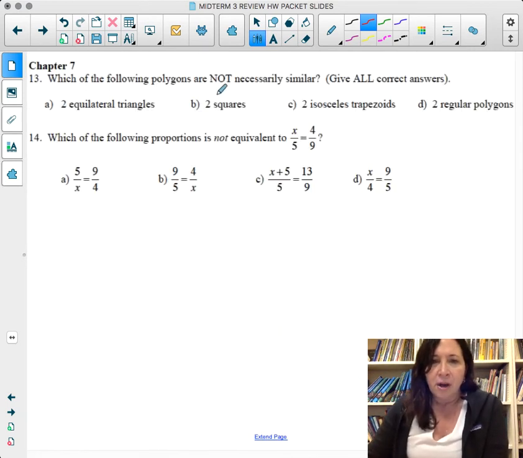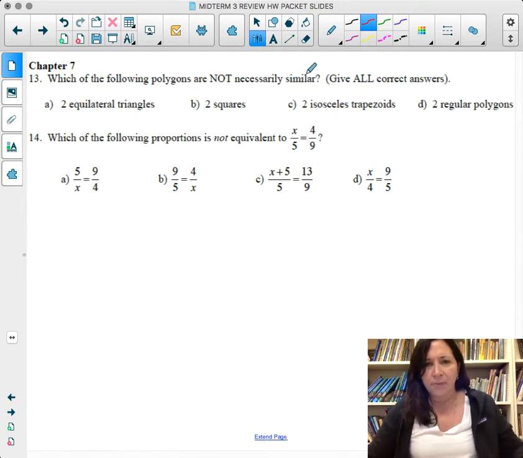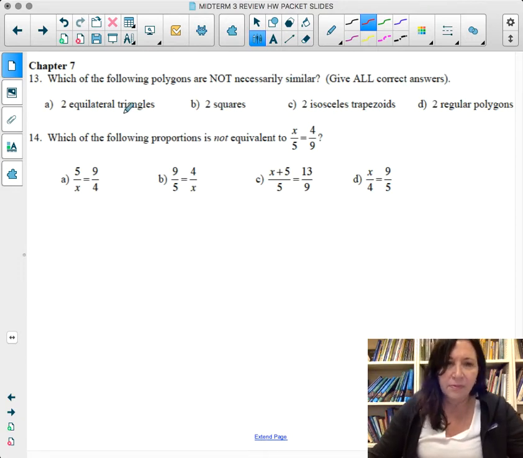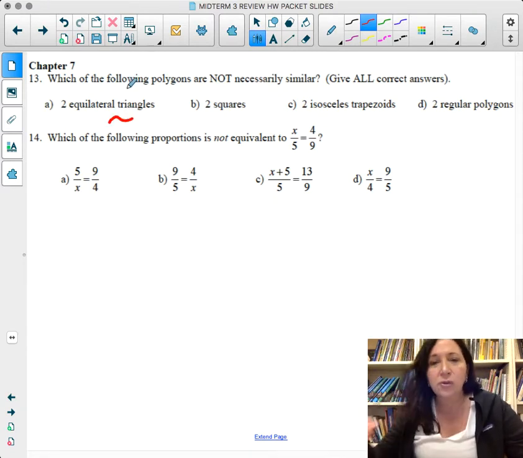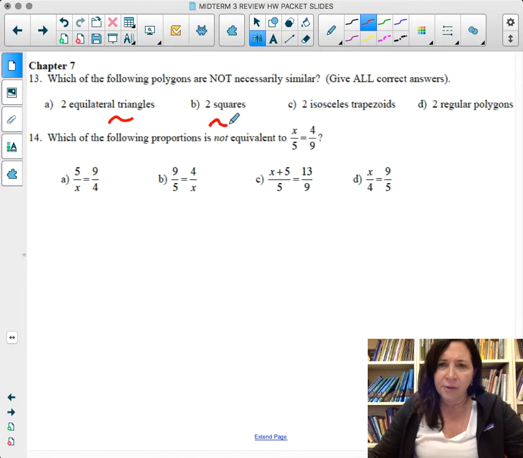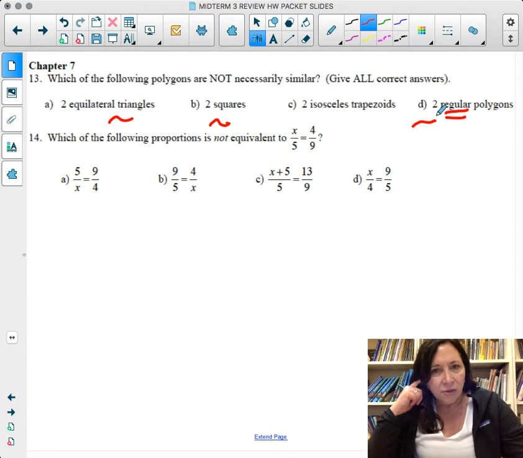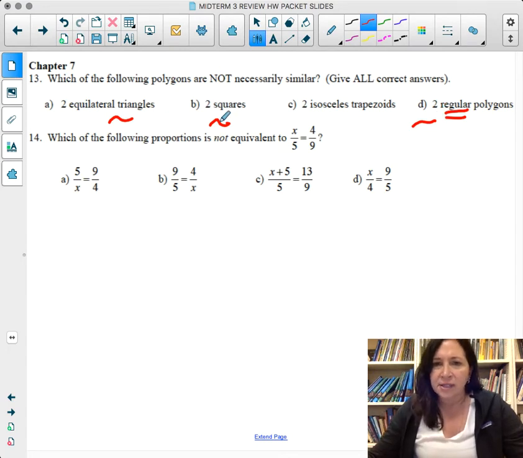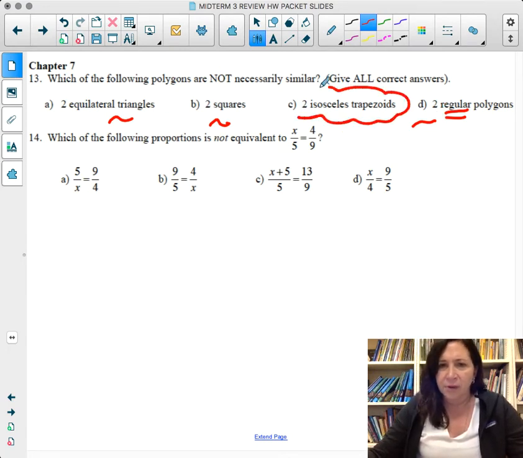Which of the following polygons is not necessarily similar? For this problem, you know that two equilateral triangles are similar. You know that two squares are always similar. And regular polygons are always similar. So the polygons that are not necessarily similar are isosceles trapezoids, because you could have an isosceles trapezoid whose bases are not proportional.